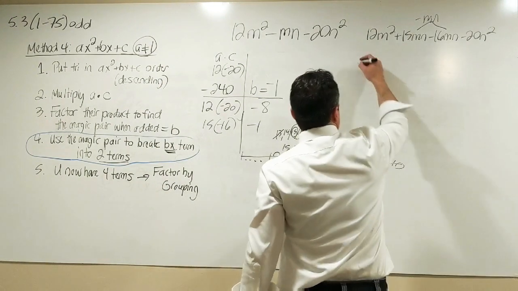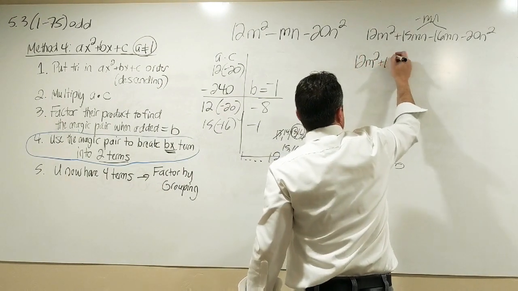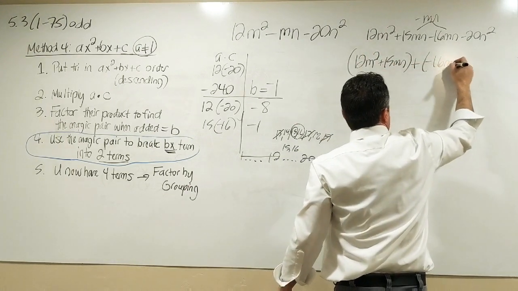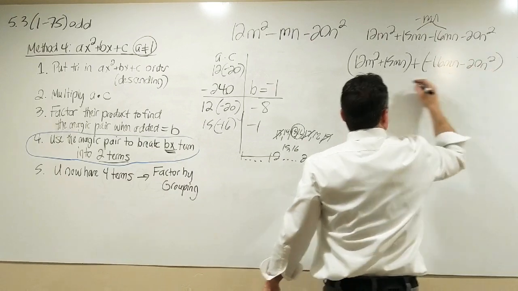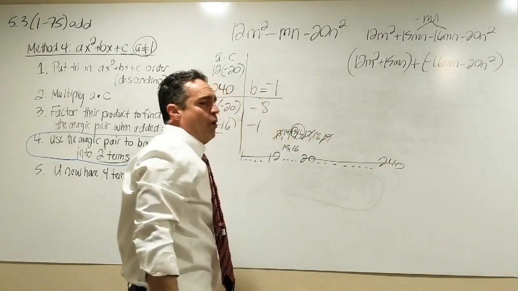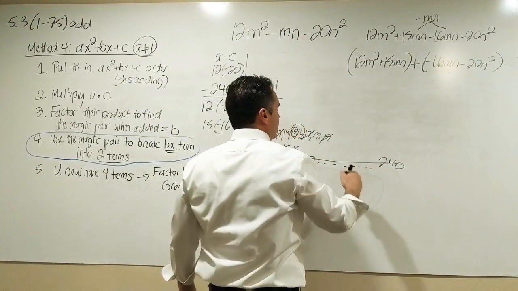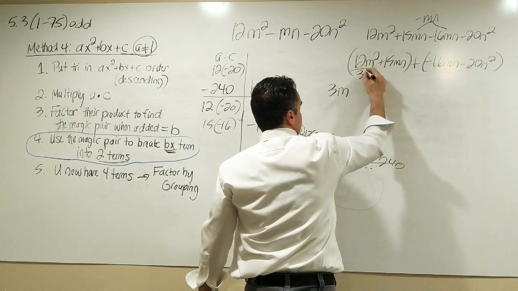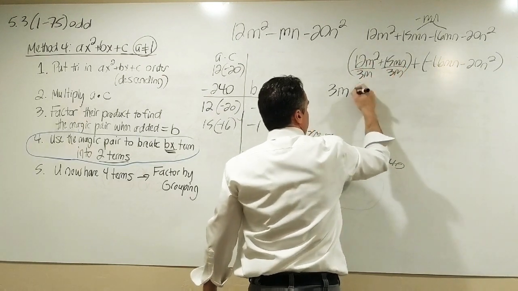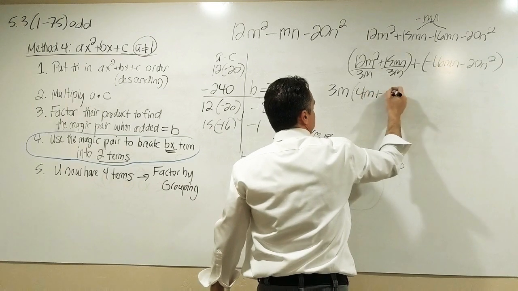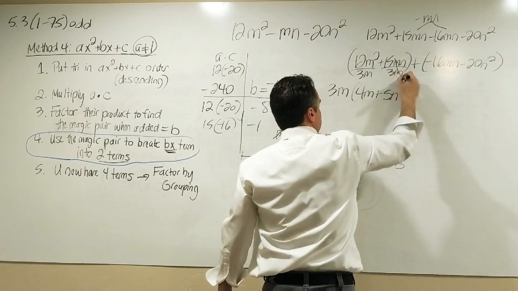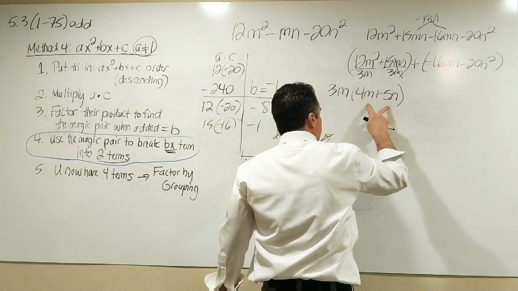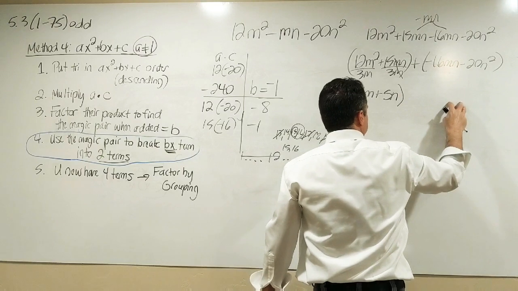4 terms here. So I'm going to take 12m squared plus 15mn, put it into parentheses, plus negative 16mn minus 20n squared. By common factor here, both these are divisible by 3. 3. Very good. And m. So I'm going to put this over 3m. I'm going to put this over 3m. And I'm going to call this 4m plus 5n, because the m's cancel out, okay? And then over here, these two are positive, and I need this parentheses that comes down to be the same as this.